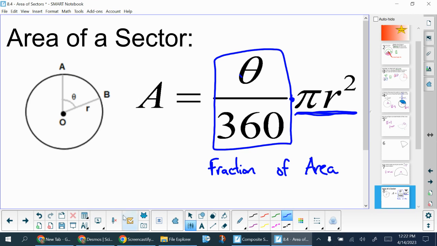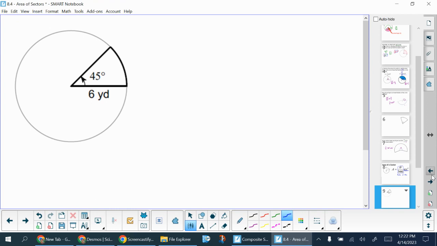And honestly, we don't even really need to simplify this. If we're going to be typing this into a calculator like Desmos, typing in 72 over 360 is going to give me the same answer as typing 1/5. They're equivalent fractions. If I'm using a calculator, I don't even need to simplify it. So just a few examples here.